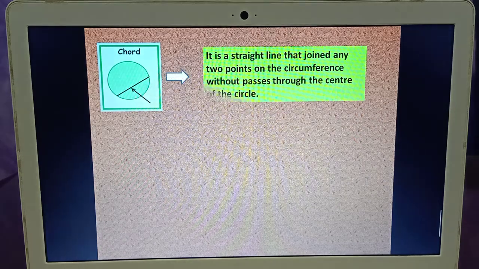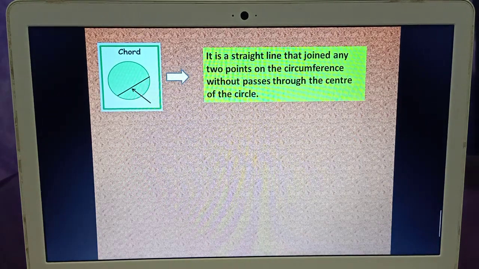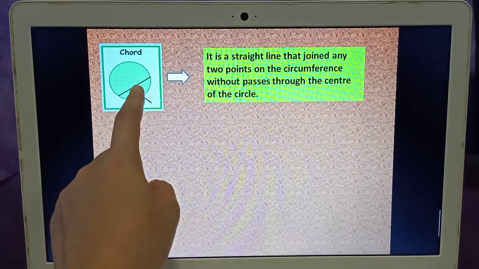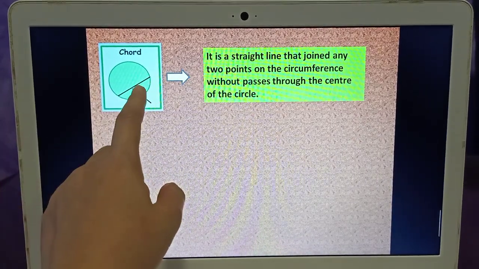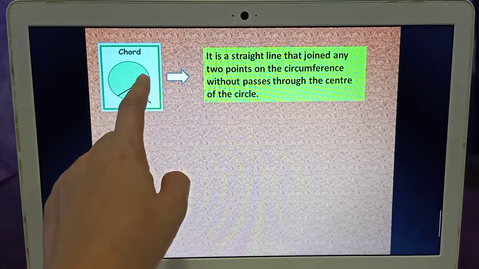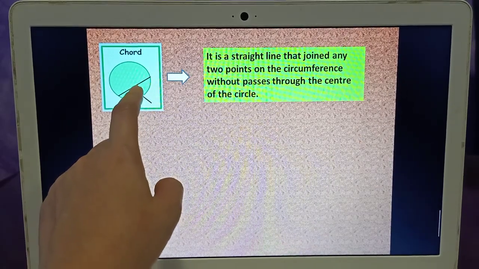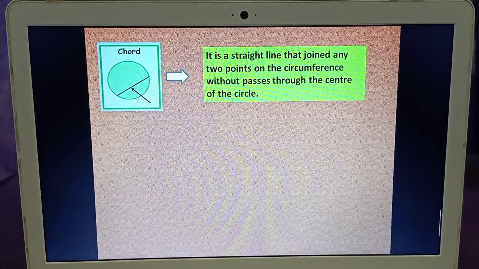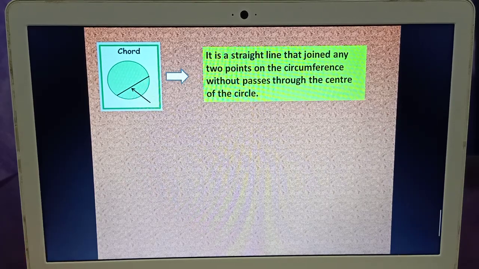Next, chord. A chord is more or less like the diameter, but the only difference is it does not pass through the center. It is a straight line that joins any 2 points on the circumference, but it does not pass through the center of the circle. So we call it a chord. Actually, the diameter is the longest chord of a circle.